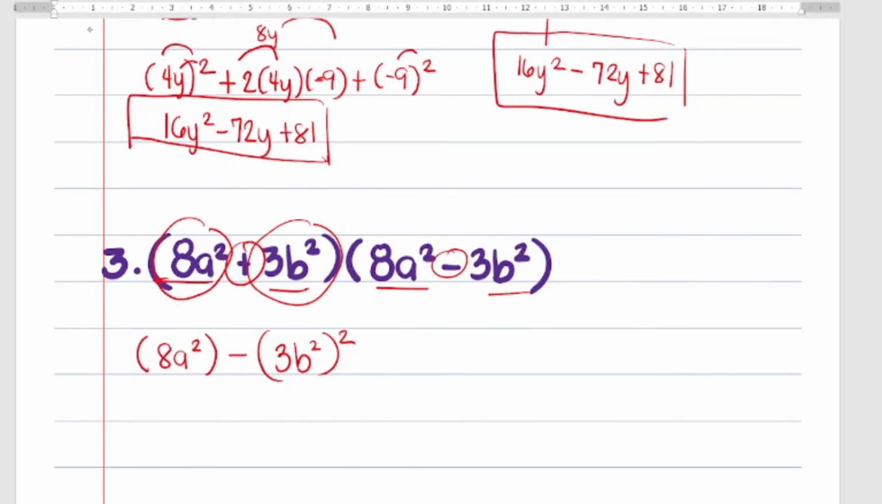So, again, always remember that both the numerical and the literal coefficients should be raised to the power of 2. So, 8 squared is 64. Then, a squared squared is a raised to the power of 4. By the law of exponents, we simply multiply the exponents. Minus 3 squared, that is 9. And b squared squared is b raised to the power of 4. So, this is now our answer.